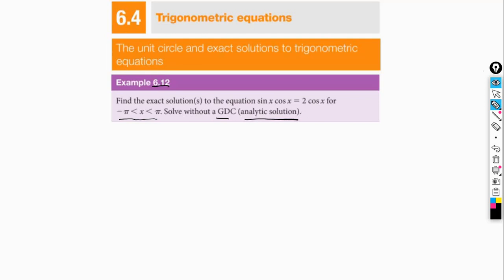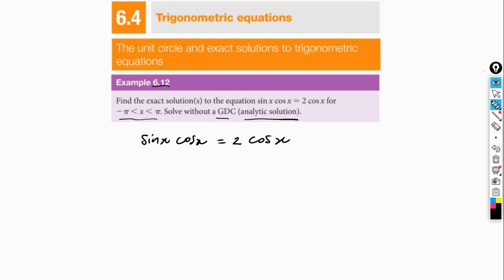So if we have sine of x times cosine of x is equal to 2 times cosine of x, the first thing you are naturally going to think about is canceling out cosine and cosine. But never do that. With trigonometric equations, if you cancel out terms like this, you are going to actually eliminate one of the solutions. So we never do that.